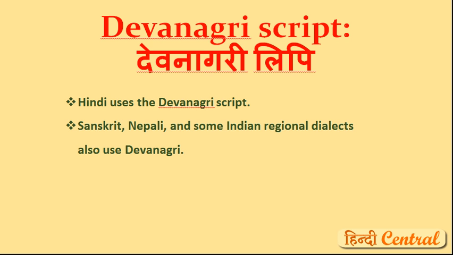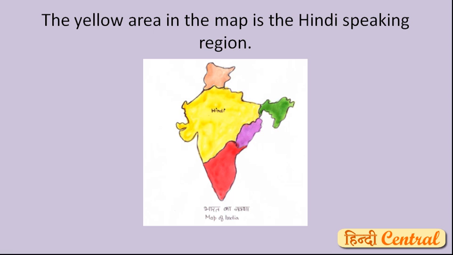Several Indian languages and regional dialects use the Devanagari script, including Hindi, Nepali, and Sanskrit. Many other Indian languages like Gujarati and Punjabi use scripts that are very similar to Devanagari. This is a map of India. People in this yellow area speak Hindi.